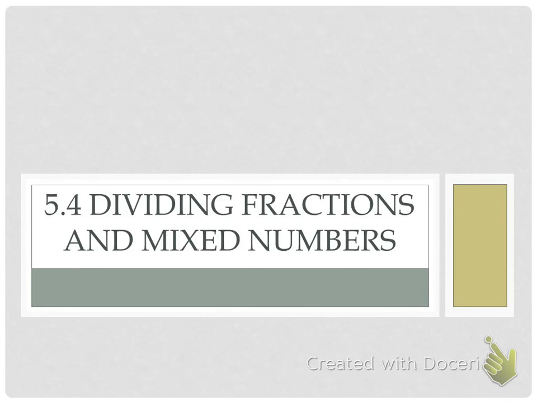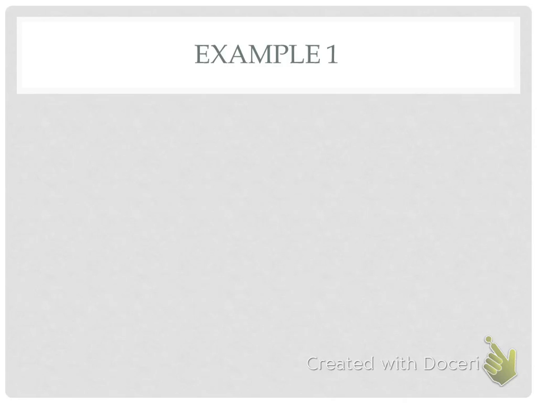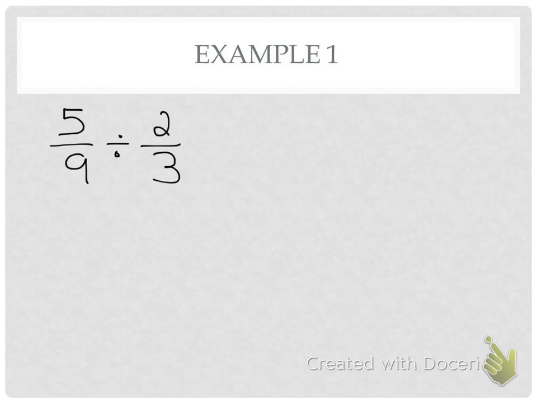All right, we're in section 5.4, dividing fractions and mixed numbers. It's very similar to multiplying, except I just have one extra step with dividing fractions. In example 1, I'm dividing just fractions, so I've got 5/9 divided by 2/3. Go ahead and write this in your notes.